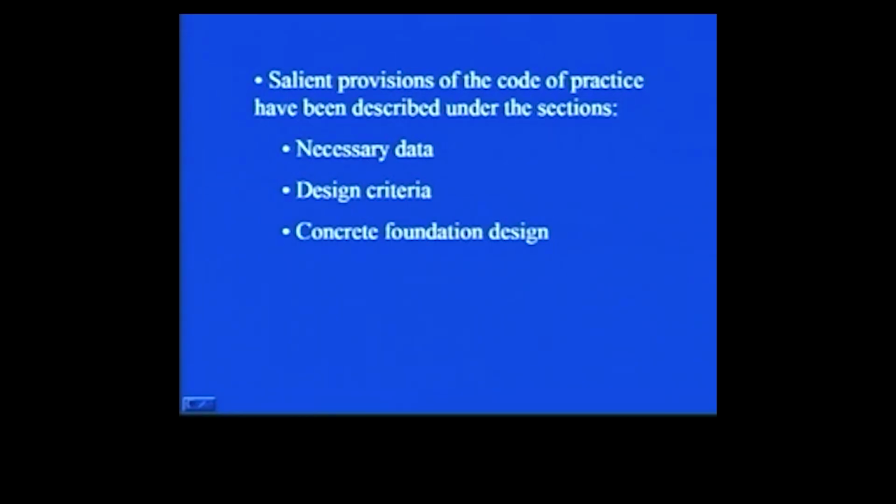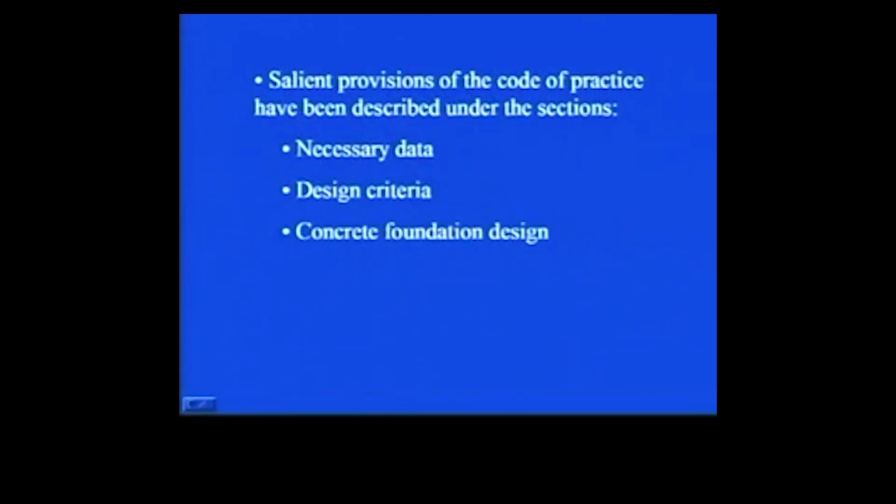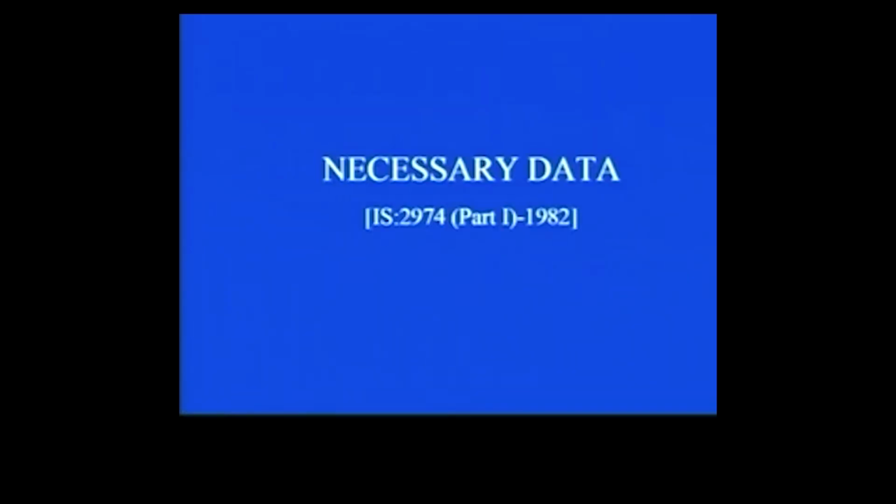So we will try to see what exactly the necessary data is which we require for the design and construction of the machine foundation, what the design criteria are that we need to keep in mind while going for the design of machine foundation, and when we go for the concrete foundation, then what methods we have to choose for its design. So we will see one by one all these three sections. First, let us start with necessary data, and the source is IS 2974 Part 1, 1982.